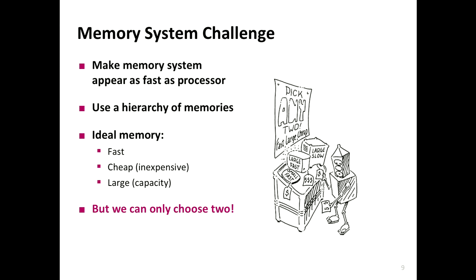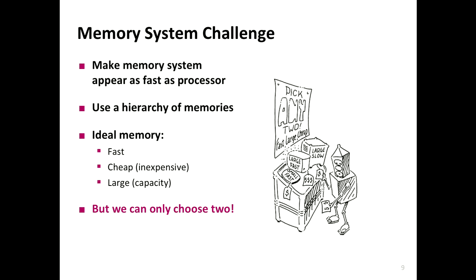Of course, the ideal memory has to be fast. You need to be able to access it within a couple of nanoseconds typically. It has to be cheap, which means inexpensive in terms of cost per transistor, cost per bit to store. And it also has to be large in capacity. So these are the 3 characteristics we would ideally want in a memory. But we can only have 2. You cannot have everything, right?